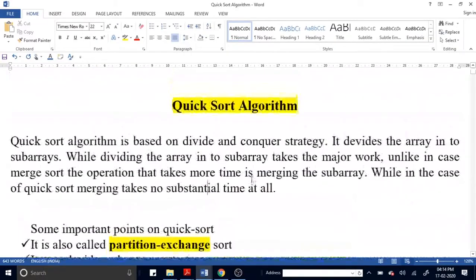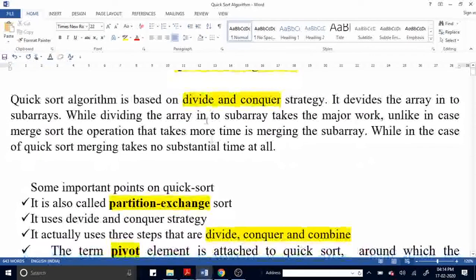So what is the main strategy in the Quicksort algorithm? Divide and conquer strategy. Which takes more time, divide or conquer? In the case of merge sort, just the opposite: conquering takes more time, that means merging. But in the case of Quicksort, divide takes more time. Division into subarrays takes more time.